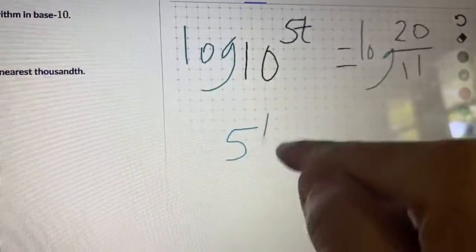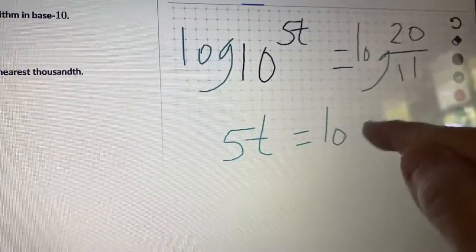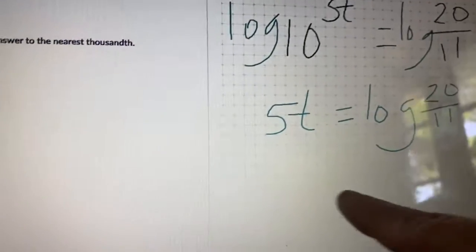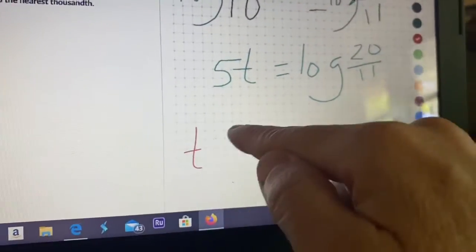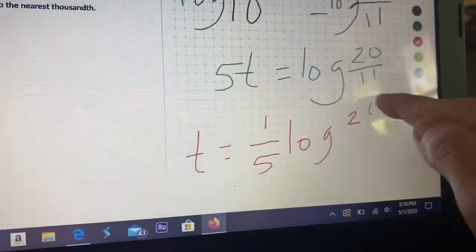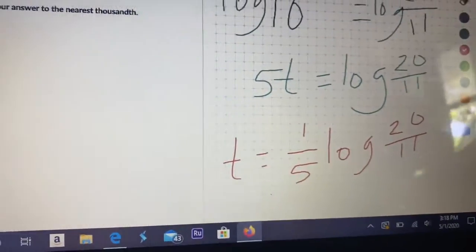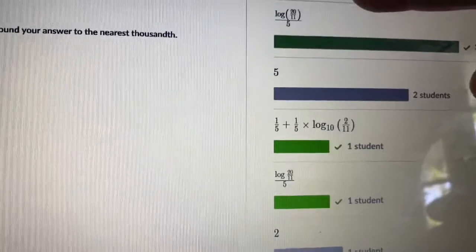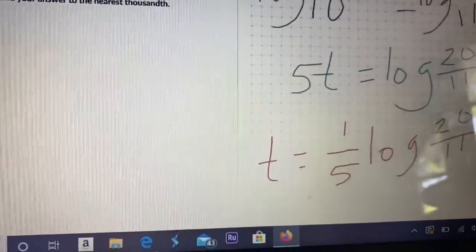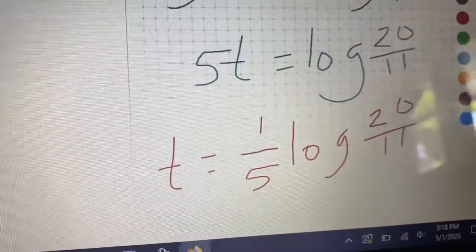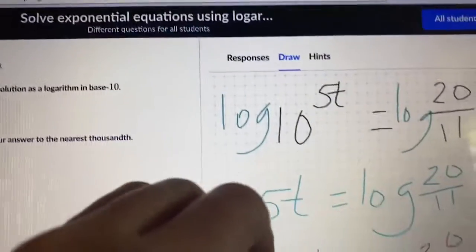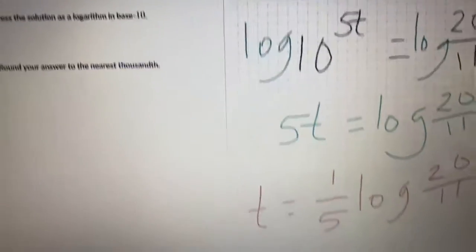And you would get 5t equals the log of 20 over 11. And then final answer, I'm going to divide that by 5, or you can put it as 1/5 log 20 over 11. It will take it, I believe, just over 5. Some of you wrote out an expanded form. A lot of ways that it'll accept that answer. So whatever's easier for you to type in. But again, get rid of the multiplication, take your natural log or your logarithm, then usually multiply or divide to finish that up.